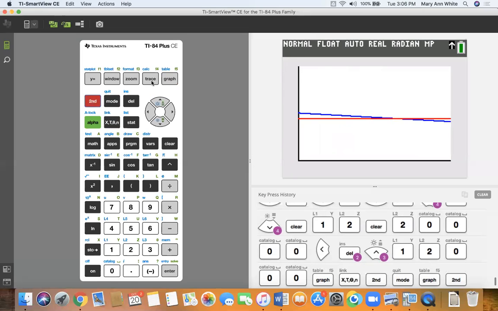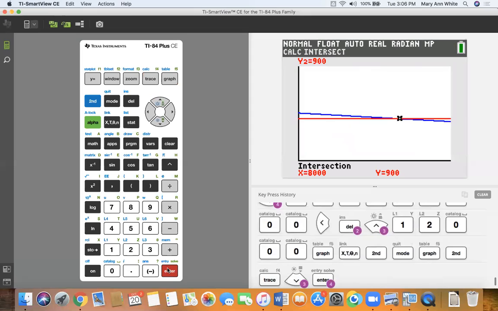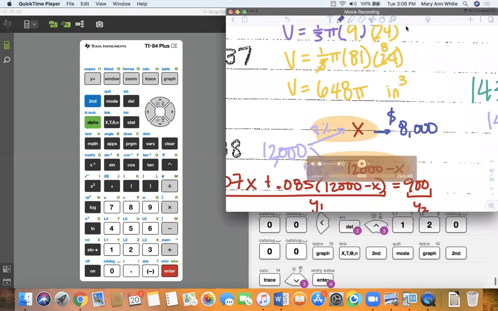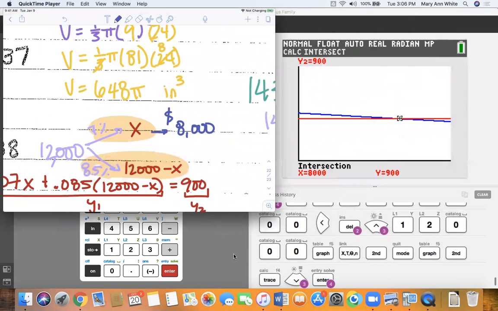So second trace, intersect, first curve, second curve, guess. All right, it says 8,000. That means that the X value is 8,000. And so in terms of our graph, of our picture, 8,000 is how much he invested at 7%. So I'm going to say he invested 8,000 at 7%.